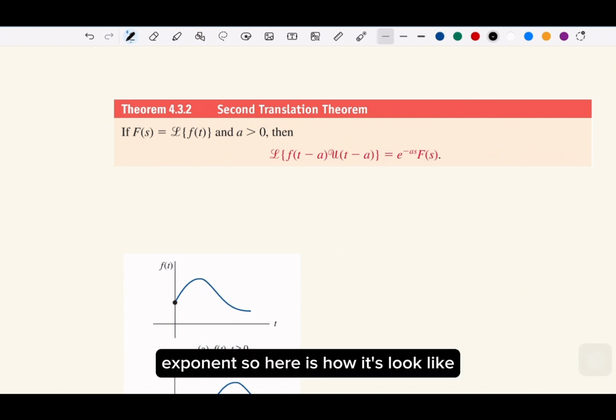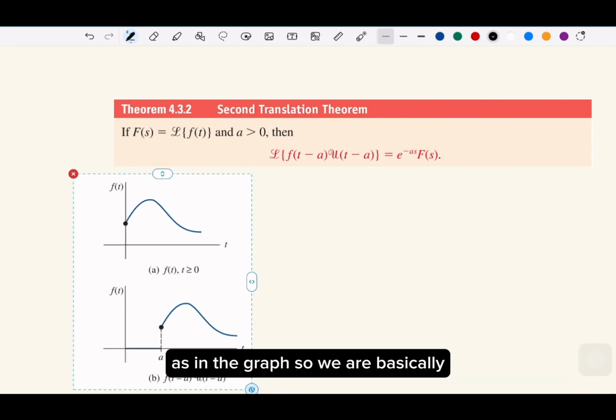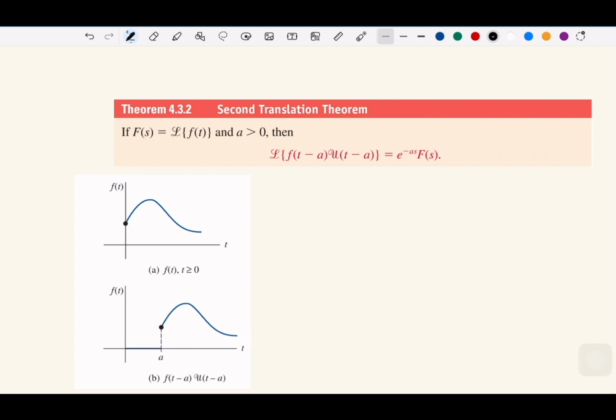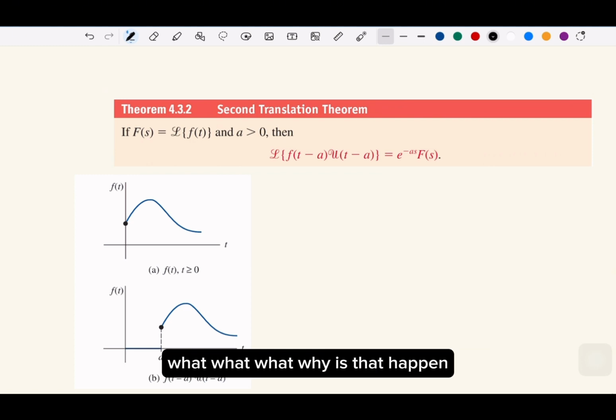So here is how it looks as in the graph. This is another translation, a translation with unit a. So maybe I will write some notes here to show why that happens.